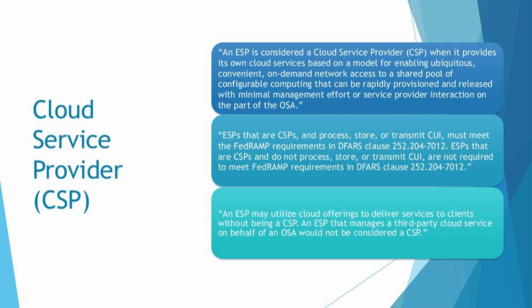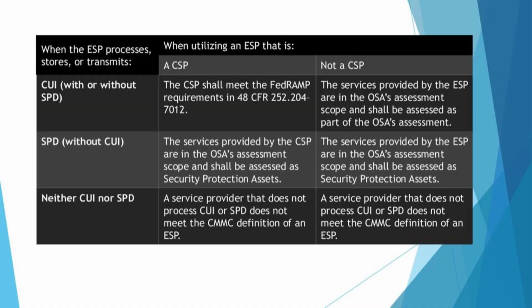Especially their government-focused clouds like M365 GCC High or AWS GovCloud, which are relevant here. Section 7.2, assessment rules for ESPs and CSPs, 32 CFR Section 170.3. Okay, the federal rule, 32 CFR Section 170.3, lays out how these ESPs and CSPs fit into your CMMC assessment depending on what data they handle. Let's break down the scenarios.